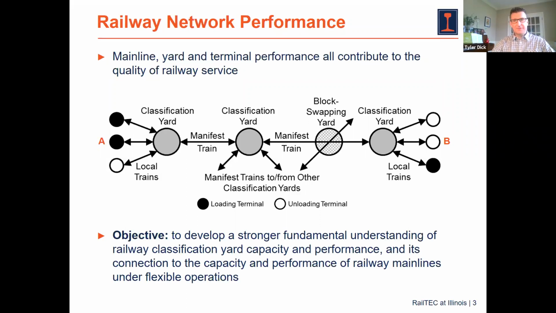So the objective of some of the research that we've been looking at in recent years here at the University of Illinois is trying to develop a stronger fundamental understanding of railway classification yard capacity and performance, and how it connects to the capacity and performance of railway main lines, particularly in the context of flexible operations that we have in North America.